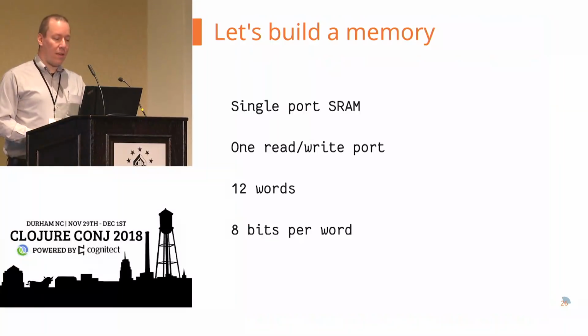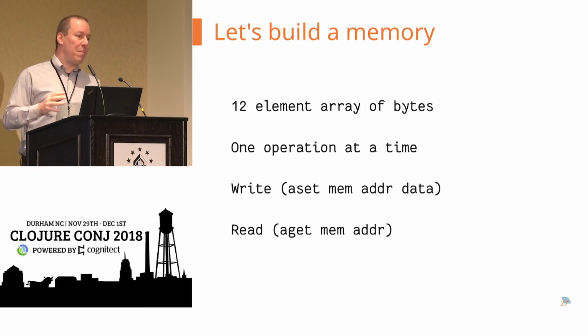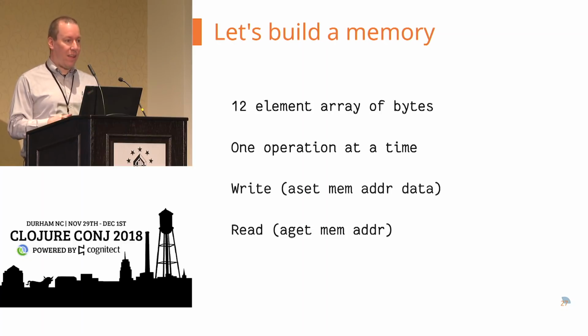To see what memories look like as data, let's build one. And so this is going to be sort of a toy design. It's not complete. You can't really go to silicon with this. But I think it does demonstrate at least what this might look like in Clojure. So we'll build a single port SRAM. This has a single read-write port, and it's pretty small. It just has 12 words and 8 bits per word. The way to think about this from a software standpoint is it is an array of bytes. And there's 12 bytes in this array, numbered 0 through 11, and one operation at a time. You can either write it or read it.